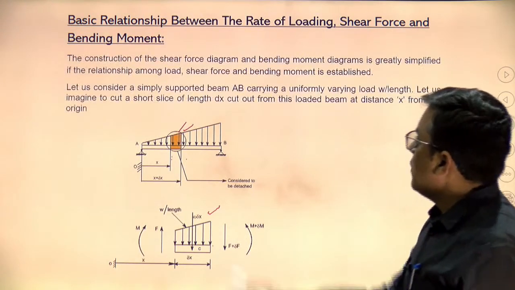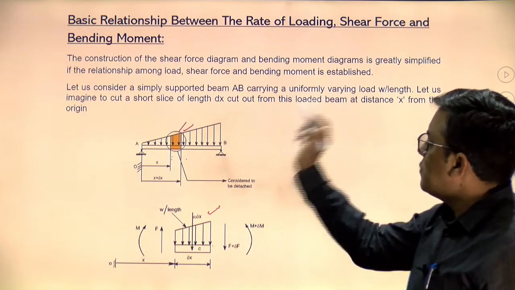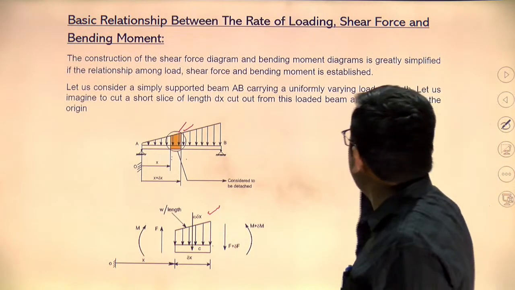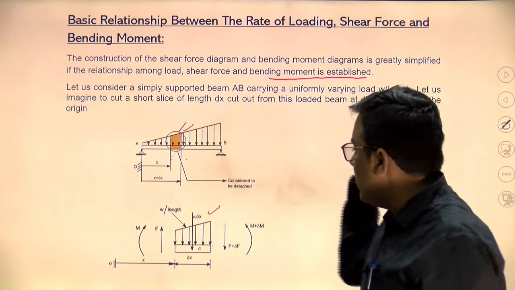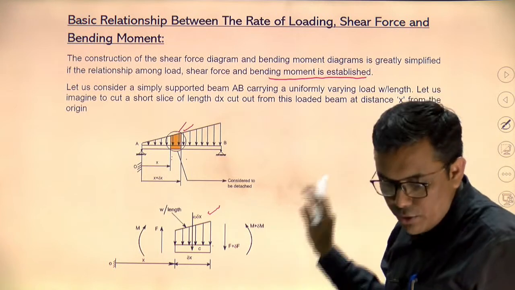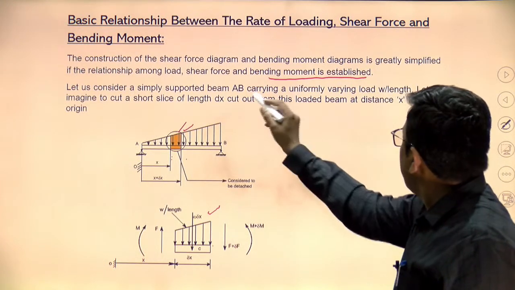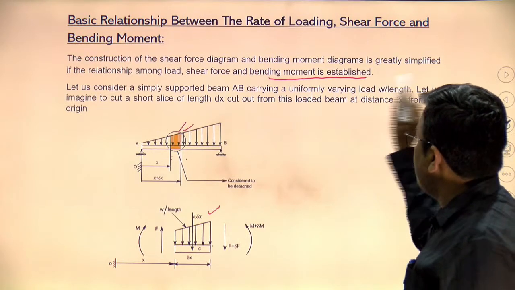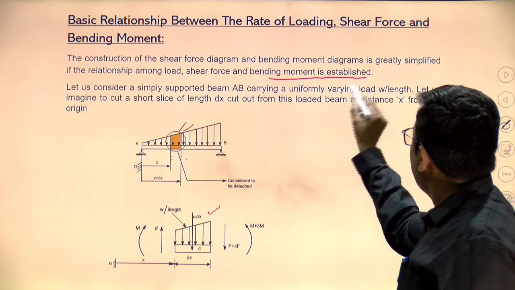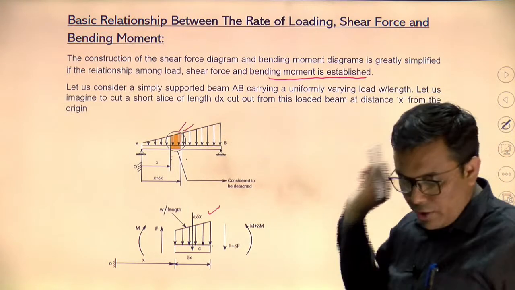The construction of the shear force and bending moment diagram is greatly simplified if the relationship among load, shear force and bending moment is established. Without knowing the relation, we will not be able to draw the SFD and BMD. Let's consider a simply supported beam AB carrying a uniformly varying load of W per unit length. This is already explained.